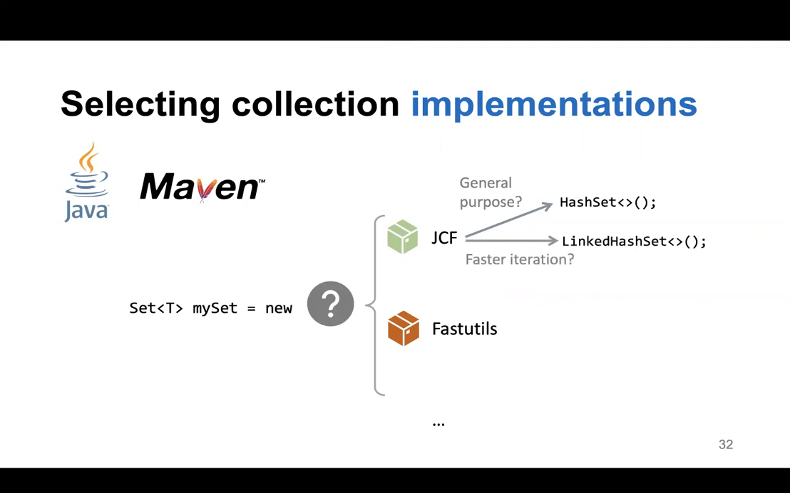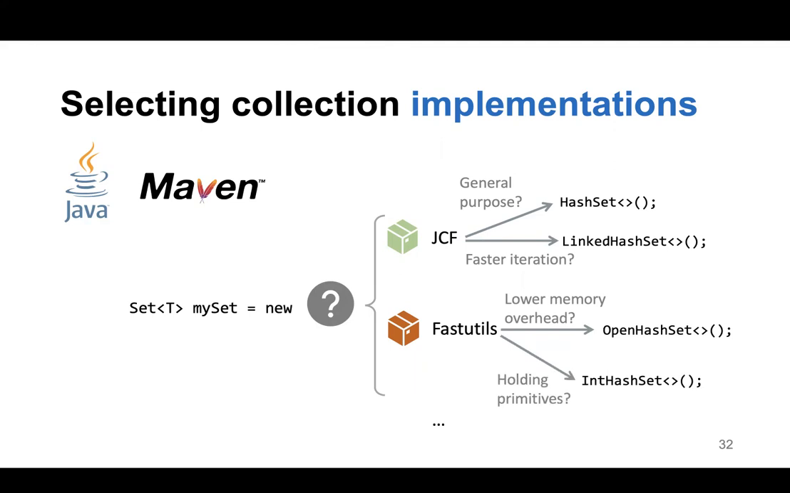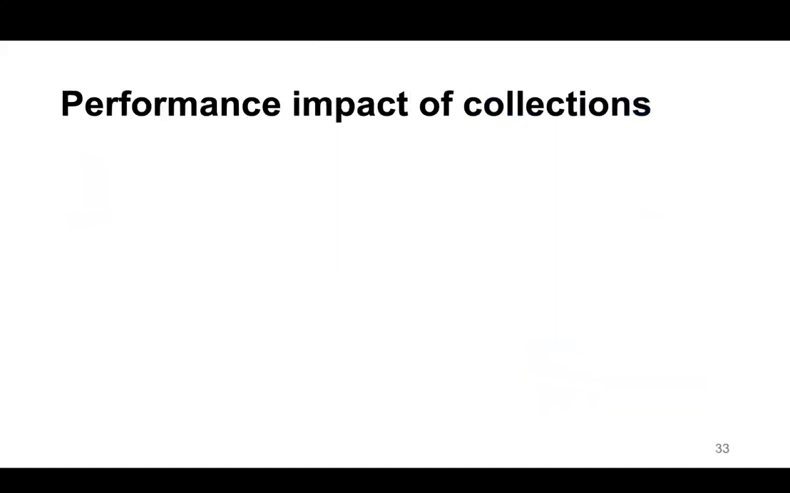Right? If you need fast iteration, you can have the LinkedHashSet, in which the way the memory is organized makes for fast iteration. If you want a lower memory overhead, you can go for a different library, fastutil, and then you have the open hash set, which cuts the memory you would use with the original hash set by a quarter. Or if you hold primitives, your hash set only holds integers or floats, you don't need to use the default implementation that backs them with the object version. You can save a lot of memory and execution time by using specialized data structures.